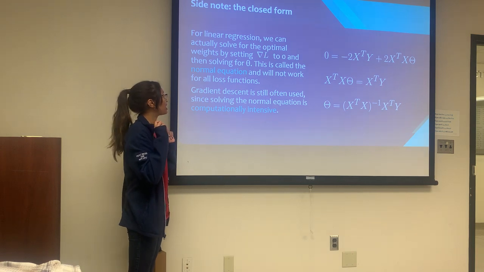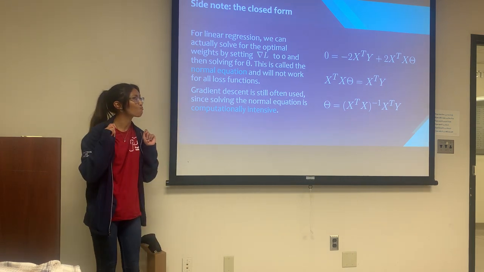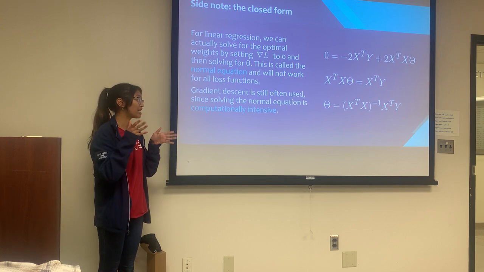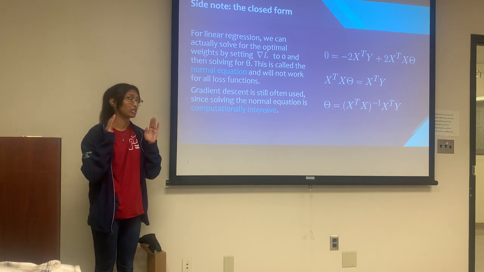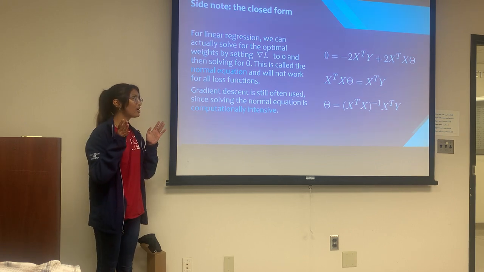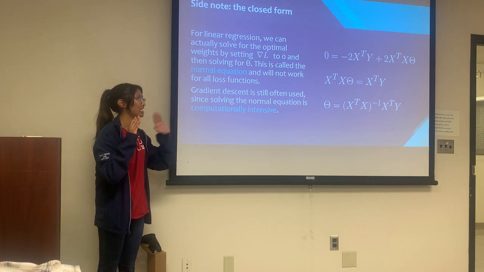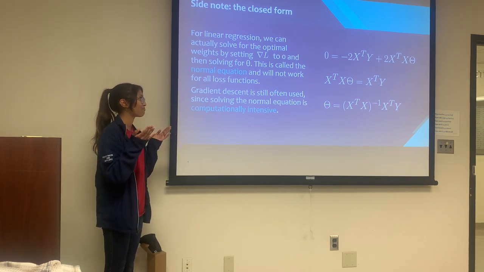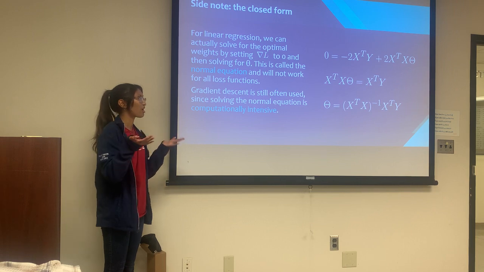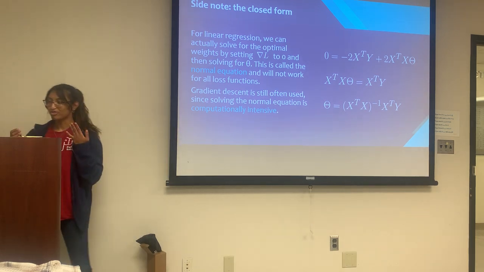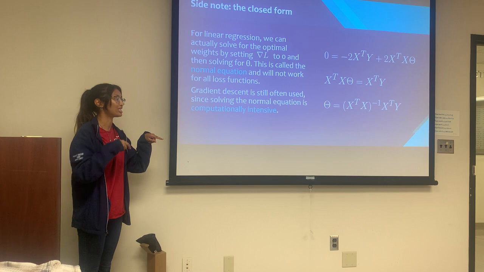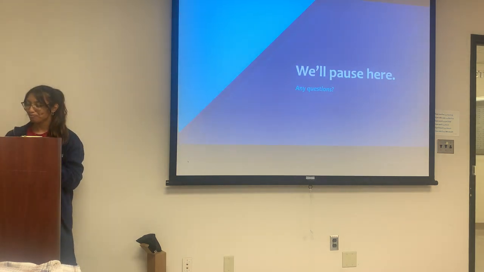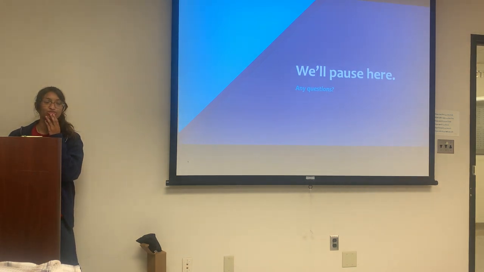This is called the normal equation, and it's a good way. It's not a great way to do it, but you can do it this way. The problem is that it's very computationally intensive. We're doing a lot of matrix multiplication, as you can see here, and if you have a really big data set, that would take a lot of effort and a lot of time. So that's why gradient descent is often still used, despite having this way to solve for them. Any questions?